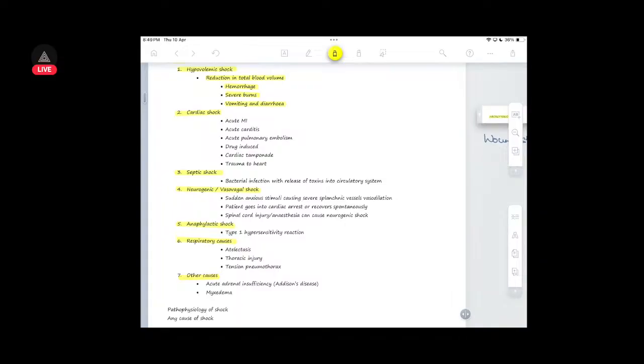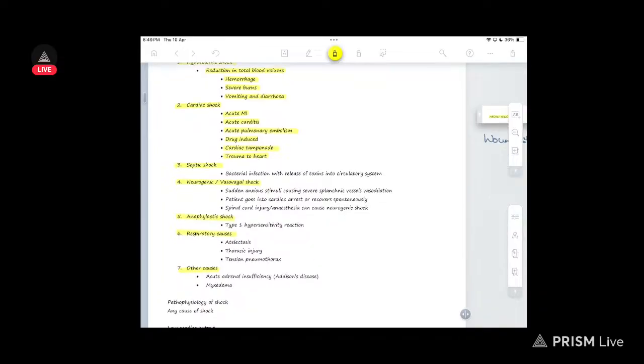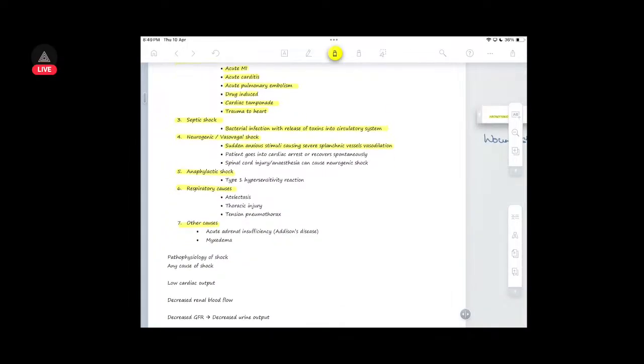other causes may be seen. So hypovolemic shock, you have reduction in blood volume, hemorrhage, severe burns, vomiting and diarrhea. Cardiac shock is acute MI, acute carditis, acute pulmonary embolism, drug induced cardiac tamponade and trauma to the heart. Septic shock is bacterial infection with release of toxins into the circulatory system, and neurogenic is due to anxious stimuli causing severe spasmodic vessel vasodilation.